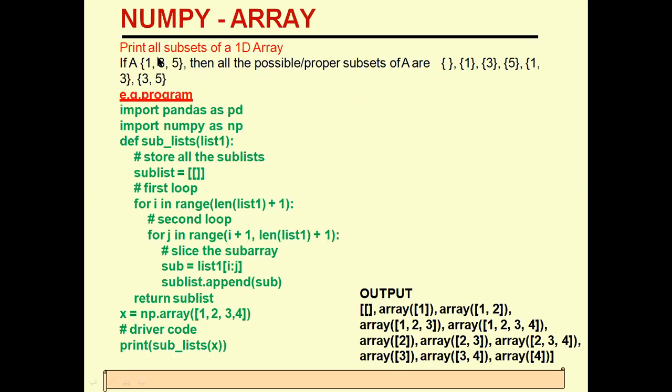So there is a small program given here: print all subsets of the 1D array. This is not a big program. Small steps are given here with the remarks I have written. See, if a is a variable with 1, 2, 3, 1, 3, 5, these elements are in a. Then all the possible or proper subsets of a are: empty, 0, 1, 3, 5, again 1, 3 and 3, 5. These are the subsets stored from a.